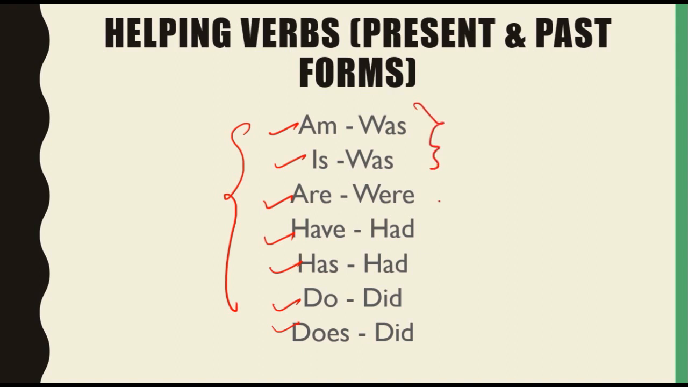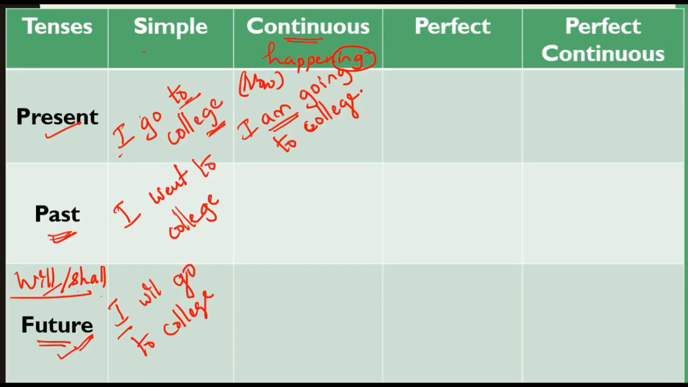Past tense of am and is is was. Past tense of are is were. Past tense of have and has is had. Past tense of do and does is did. So these are the words which will help us to frame sentences, complete the sentences with the right tense. So let's start applying. According to the list we saw just now, the past tense of am is was. So the only change you have to make over here is change am to was and keep all the other words as they are. So the sentence will become, I was going to college.